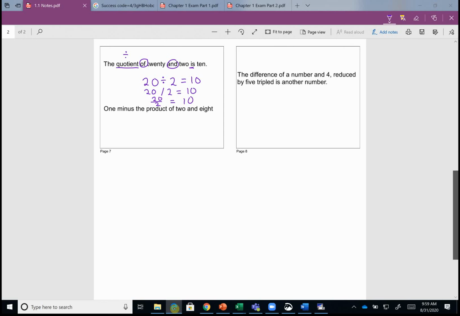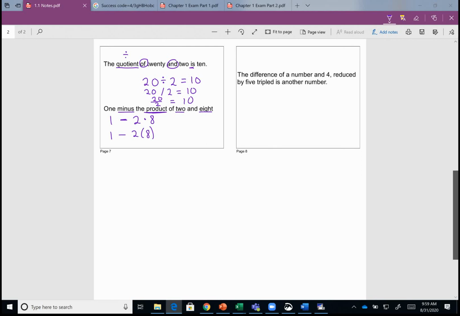Our next example, we have 1 minus. Now we have the product. Product means we're going to multiply, and we need to multiply 2 and 8. So 2 times 8. Let's get away from that X-looking symbol. You can also do some parentheses if you would like. Let's get away from that X symbol though for multiplication. It's going to look like our variable.